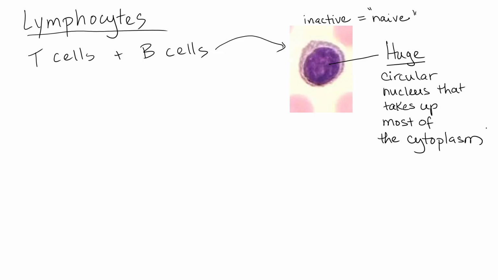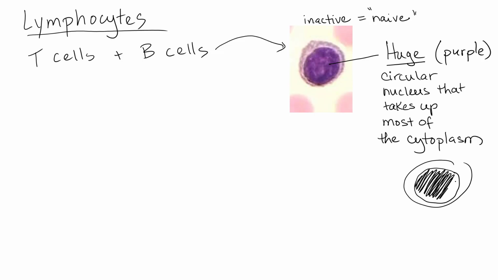It's huge, right? Usually stained purple. Here's usually how I draw it out. Okay, and that's what you would be looking for in a blood smear. Don't worry about the different types of T and B cells and differentiating them morphologically. So just know that if you see this, we would call this a lymphocyte, a T cell or a B cell.